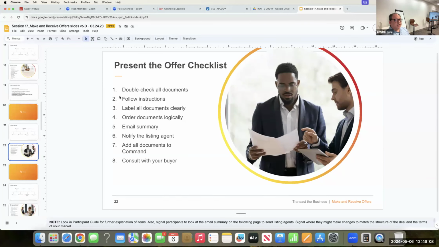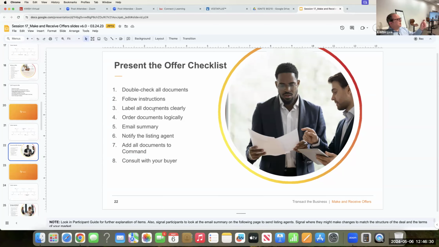All right, so present the offer checklist: double check all documents, follow instructions. Sometimes the listing agent will have instructions on how to submit an offer. I've seen in property descriptions, all offers must be submitted to this web address. And you actually have to log in and create an account and then upload your documents, like some agents have. Label all documents clearly.